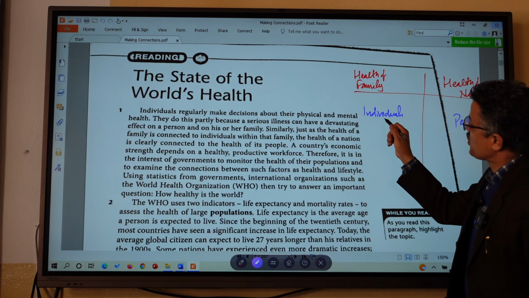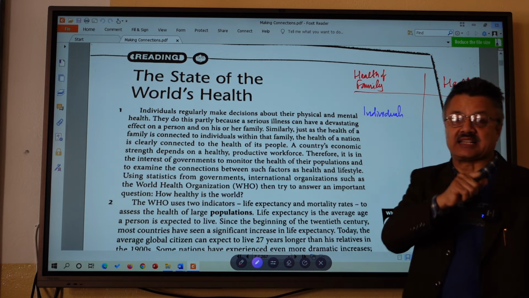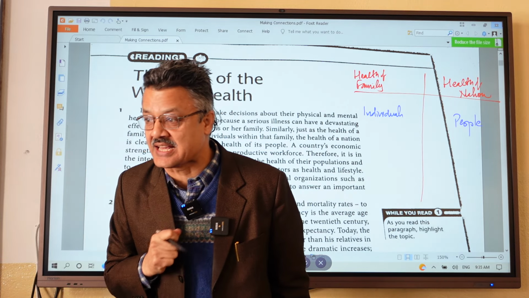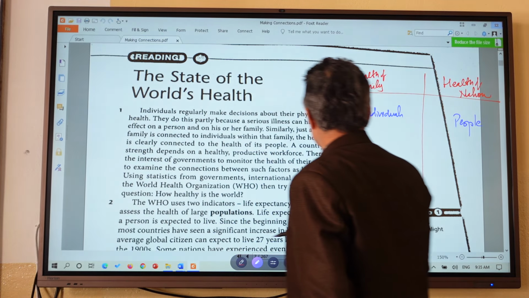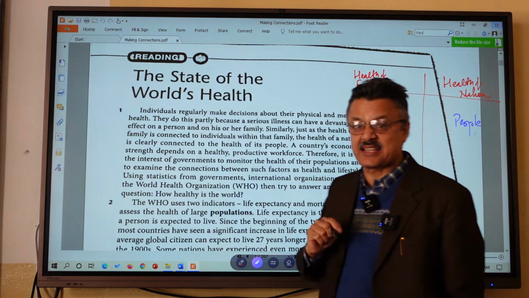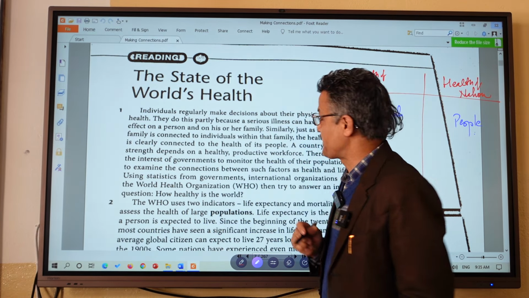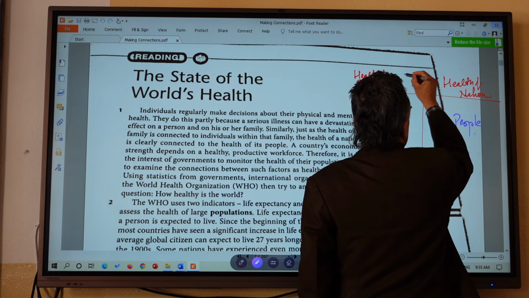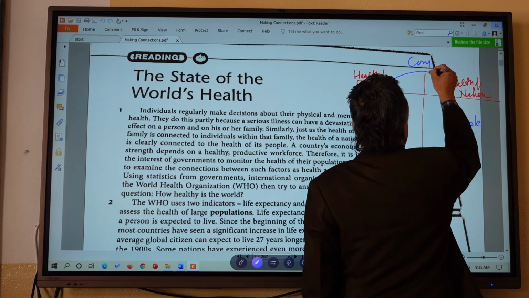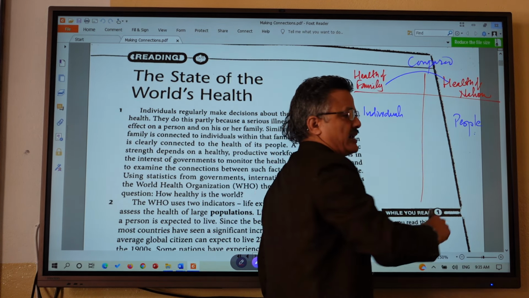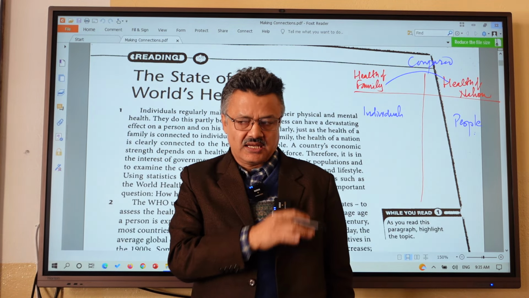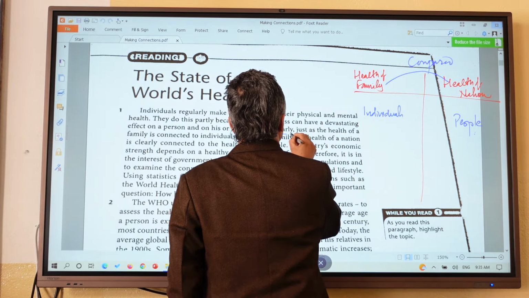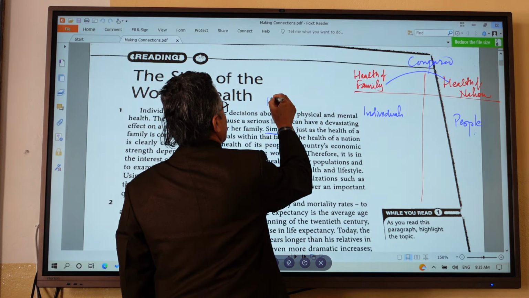If individuals are healthy, the family is healthy. If people are healthy, a nation is healthy. What is happening here? In this sentence, the health of a family and the health of a nation is compared. Family health and national health is compared. Okay. Similarly means in the same way.